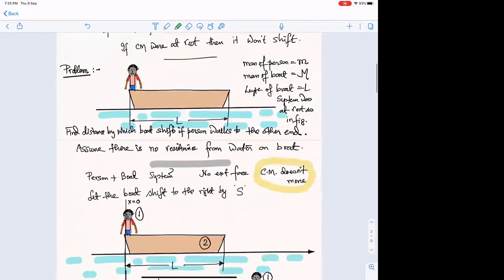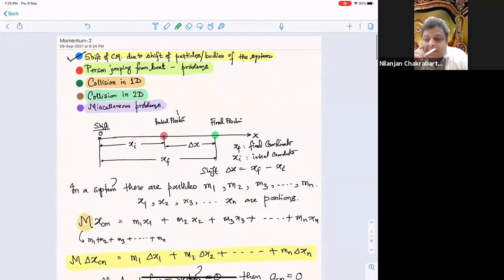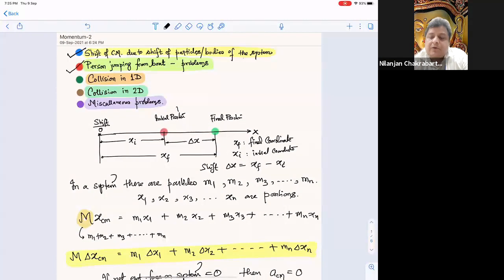I think two cases are done, right? Person jumping from boat, this is also done. Next, collision in one. So there is one more thing. Impulse.